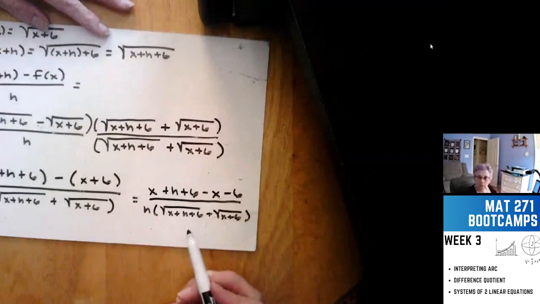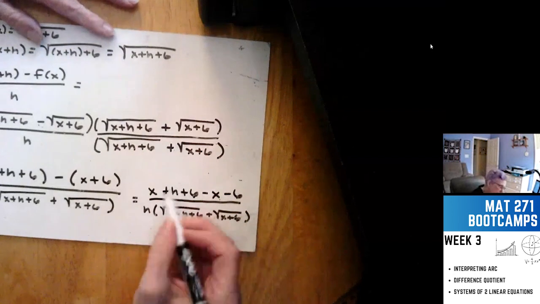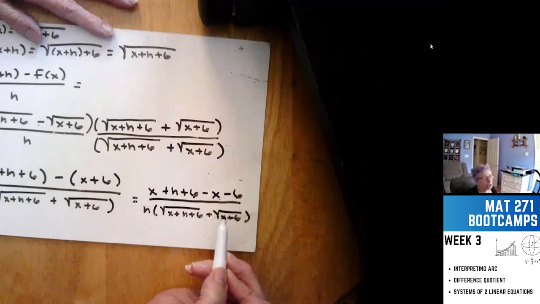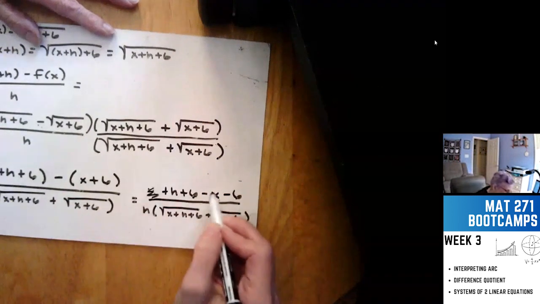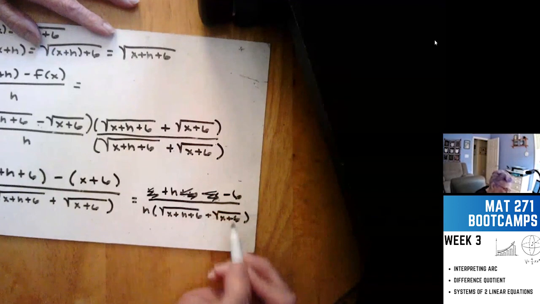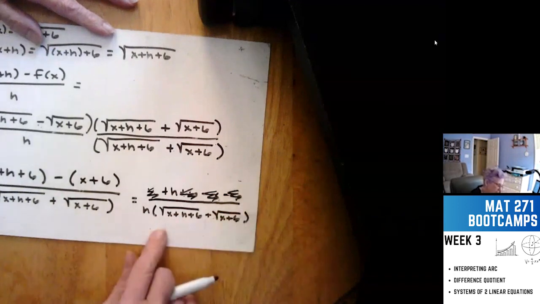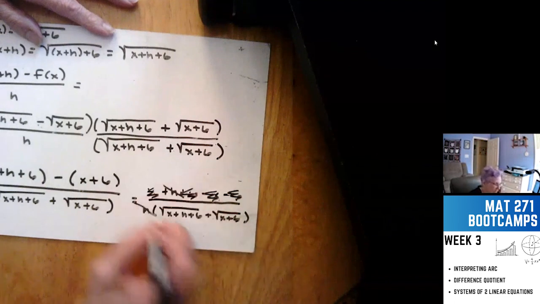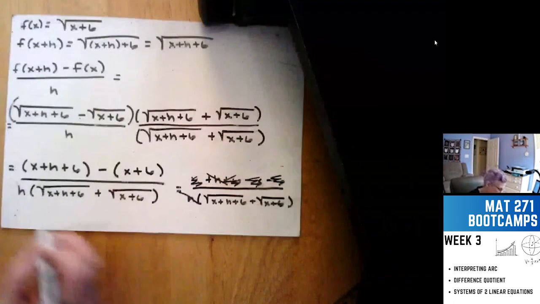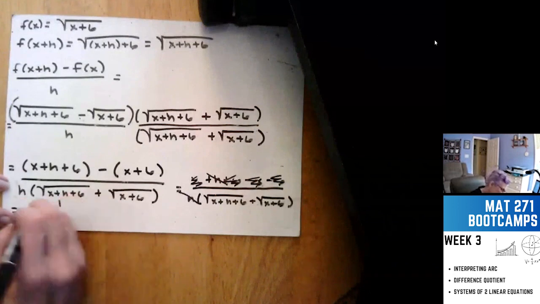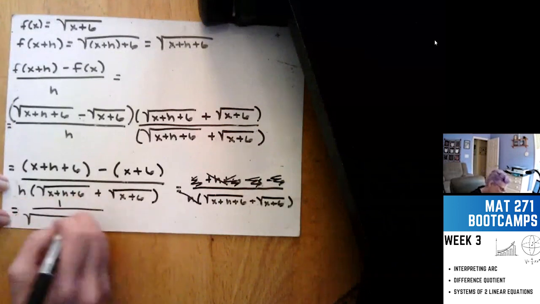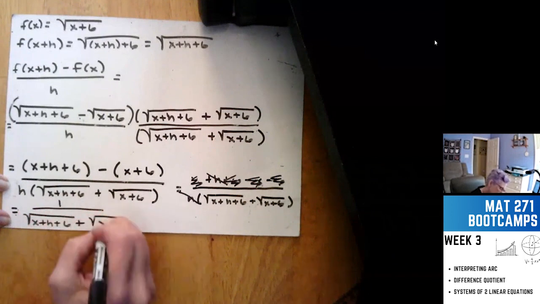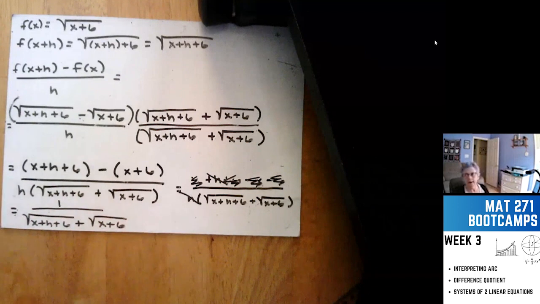Now, this is when the magic happens. Everything in the numerator that does not have an h in it should disappear. x minus x, plus 6 minus 6. Oh, look at that. All that's left up there is h. And I can cancel that h with that h, and I'm just left with 1 sitting on top of the square root of this plus the square root of that.